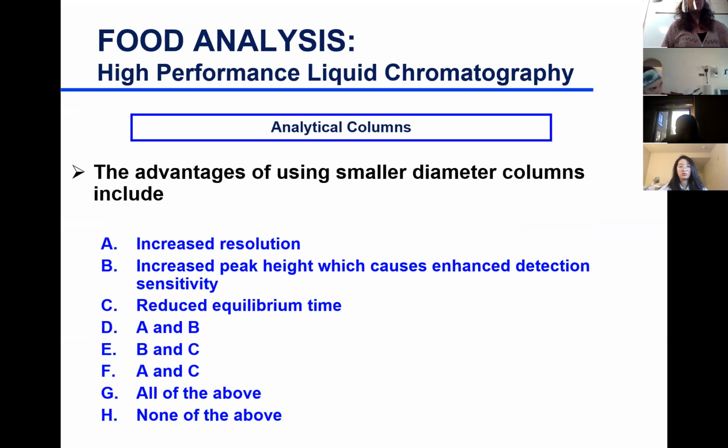So the advantage of using smaller diameter columns: increased resolution, increased peak height, enhanced detection and sensitivity, and reduced equilibrium times.